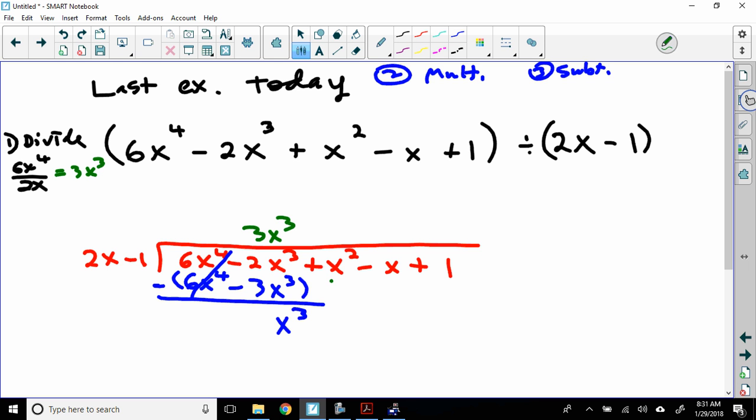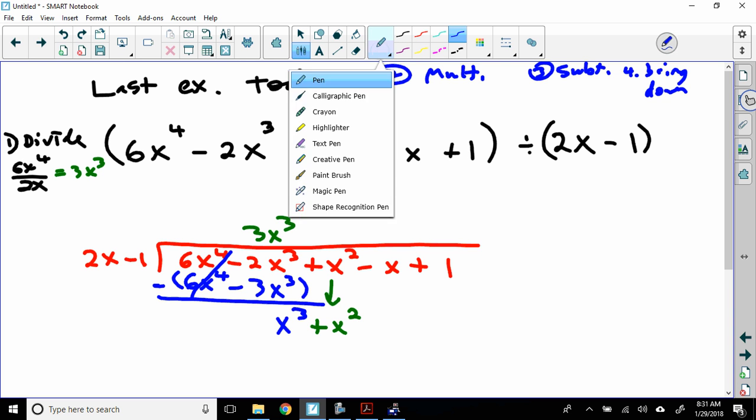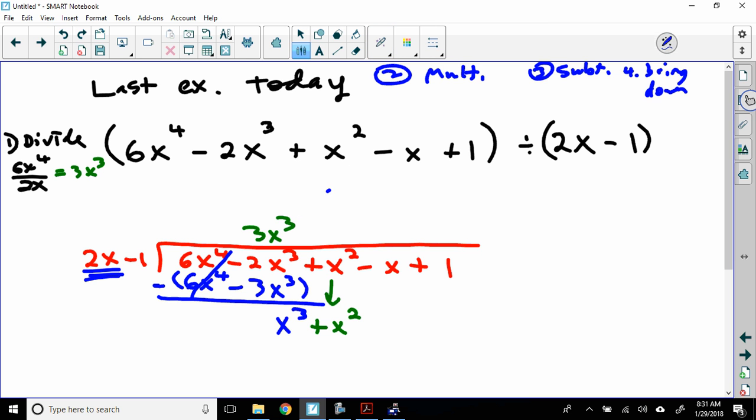Bring down, so we're going to go ahead and bring down this x squared. So we went ahead and brought down. And then the whole thing starts over again. Divide, multiply, subtract, bring down. But again, we're not looking at everything. We're just looking to see how many times does this 2x go into this x cubed. Oh, this is tricky. X cubed divided by 2x.